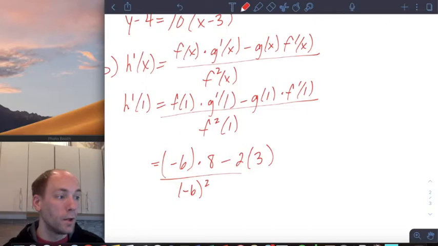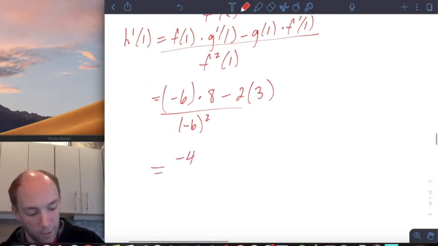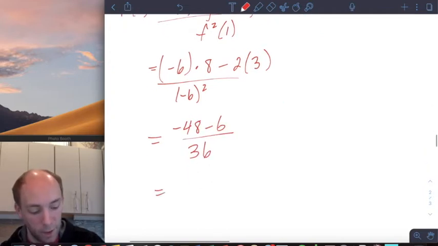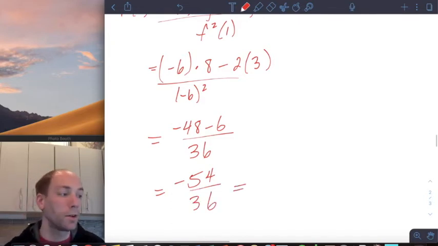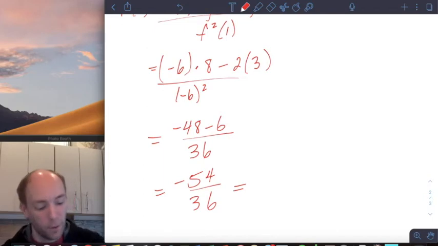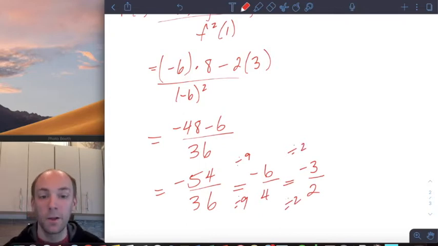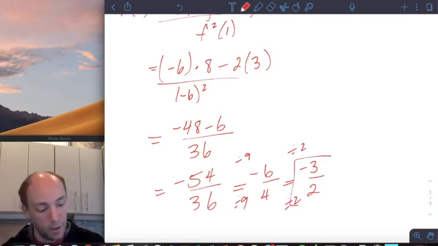Okay, so let's try and simplify this as much as we can. I'd end up with negative 48 minus 6 over 36. So negative 54 over 36, and I try and reduce this as much as I can. Right off the bat, it looks like 9 divides into both. So negative 6 over 4, which is just negative 3 halves. So I started by dividing by 9, and then divided by 2. Okay? Try and reduce it as much as we can.